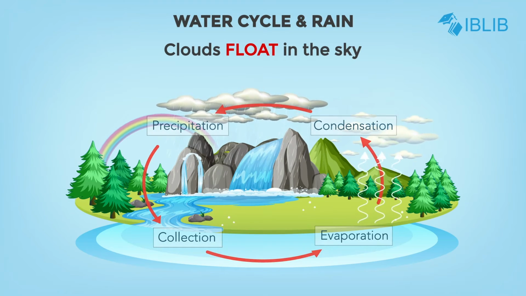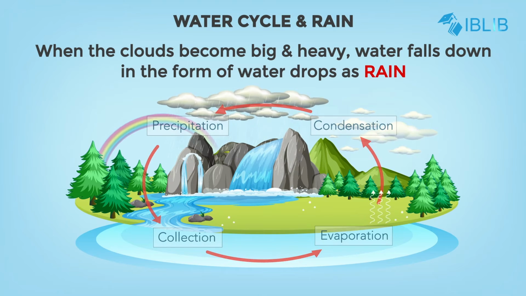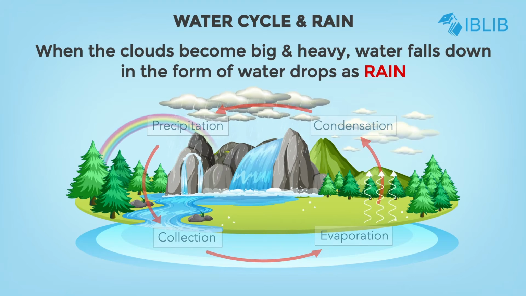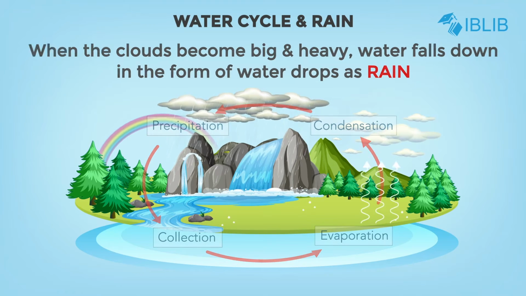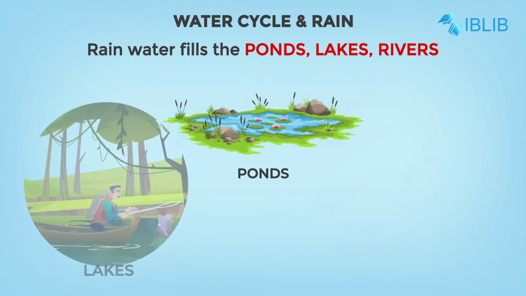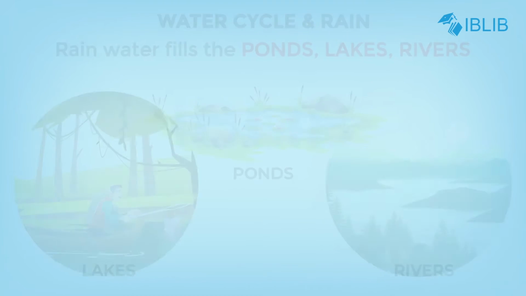Clouds float in the sky. When the clouds become big and heavy, the water falls down in the form of water drops as rain. The rainwater fills the ponds, lakes, rivers, and other water bodies.